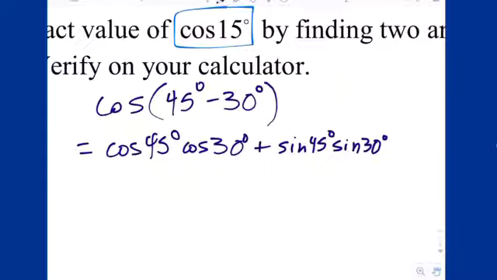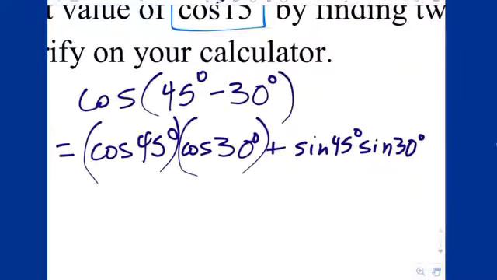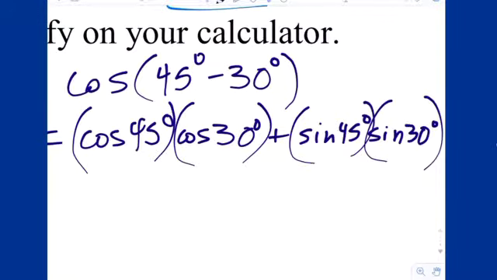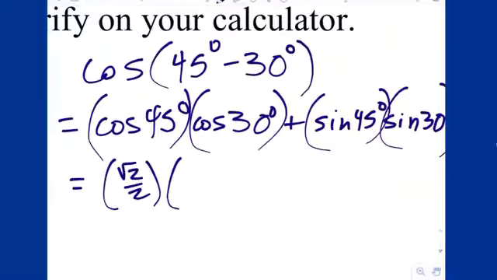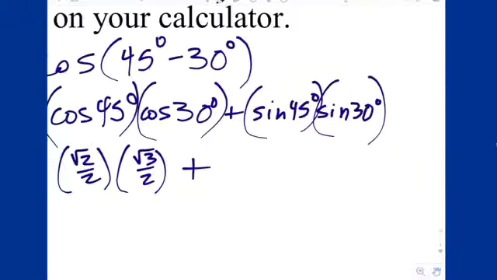Now, why is that useful for us? Because I can now, from the unit circle, replace each of those four trig functions with their ratio. So what is cosine of 45 degrees? Square root of 2 over 2. Cosine of 30 degrees, or pi over 6? Square root of 3 over 2. Is your iPad charged down? Sine of 45 degrees, square root of 2 over 2. And then sine of 30 degrees, 1/2.